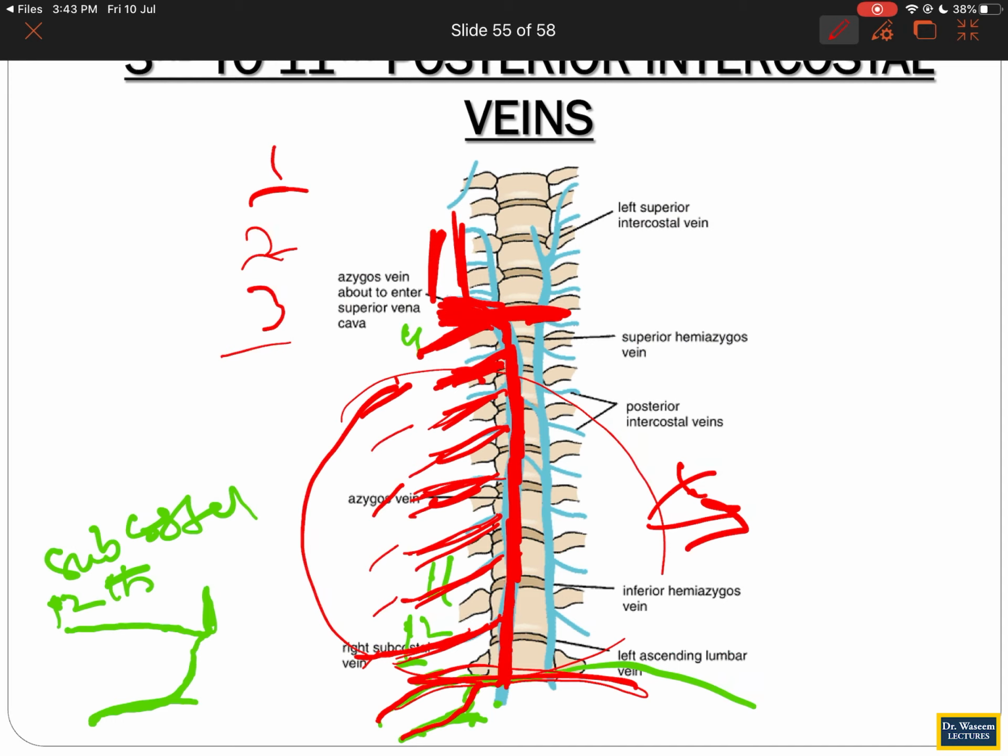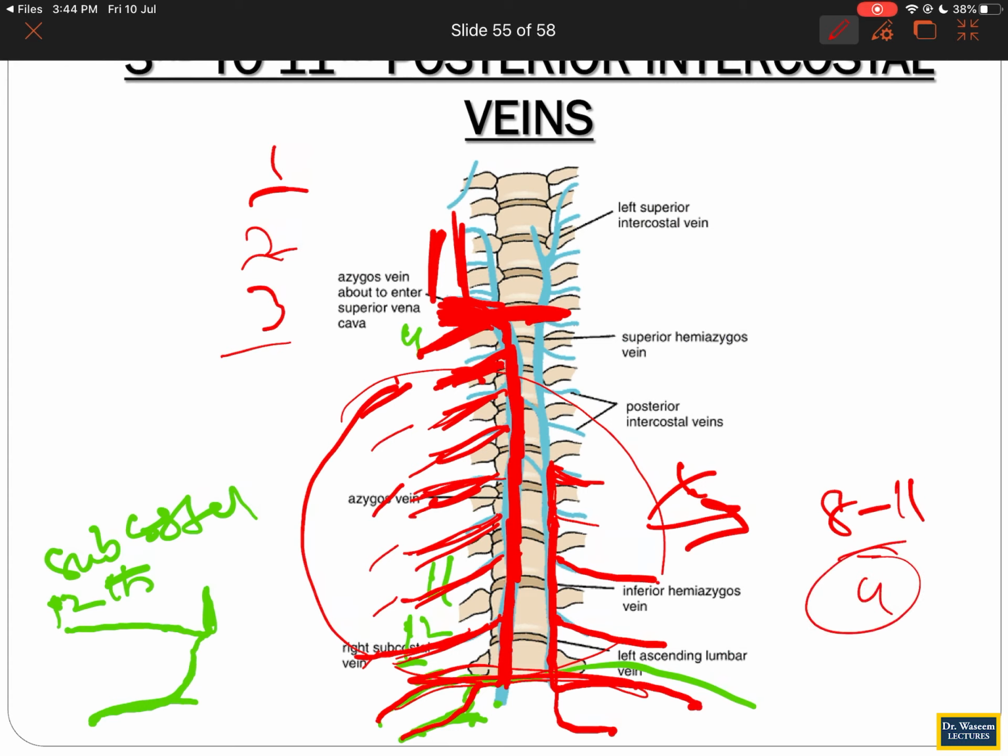But this is only the business on your right side. What happens on the left? On the left side, the same thing will happen. The ascending lumbar vein on the left side will join with the subcostal vein to form, this time not the azygous, but the hemiazygous. That will receive the 11th, the 10th, 9th and 8th. Means from 8 to 11, it will receive 4 posterior intercostal veins.